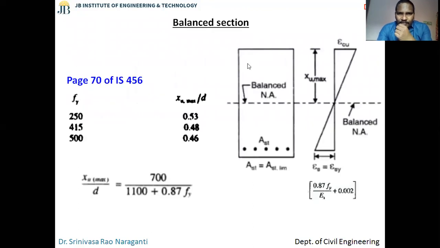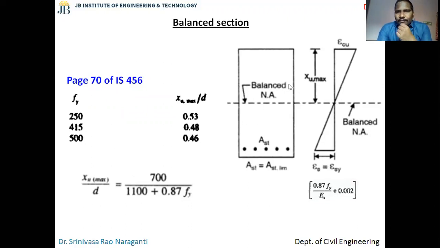When I say balanced section, let us say a rectangular beam. So this is the reinforcement. When I draw the strain diagram, this is what we get. The strain in the concrete I'm denoting with epsilon cu, and the strain in the steel is epsilon s. It's a balanced neutral axis. The Xu max is the depth of the neutral axis.